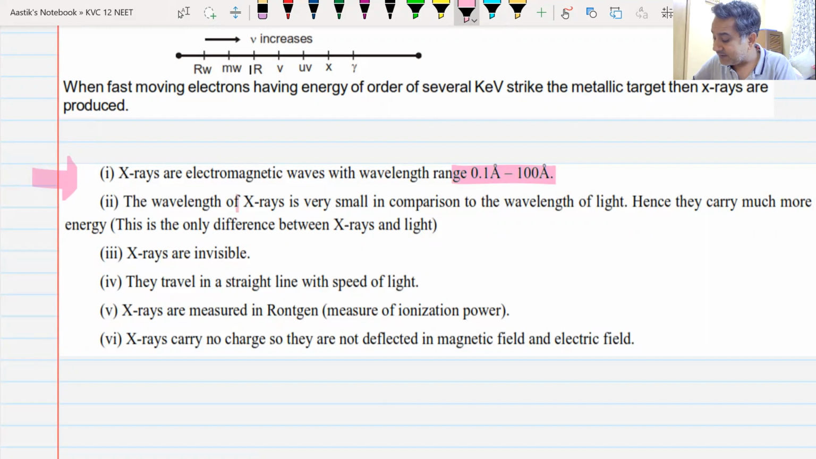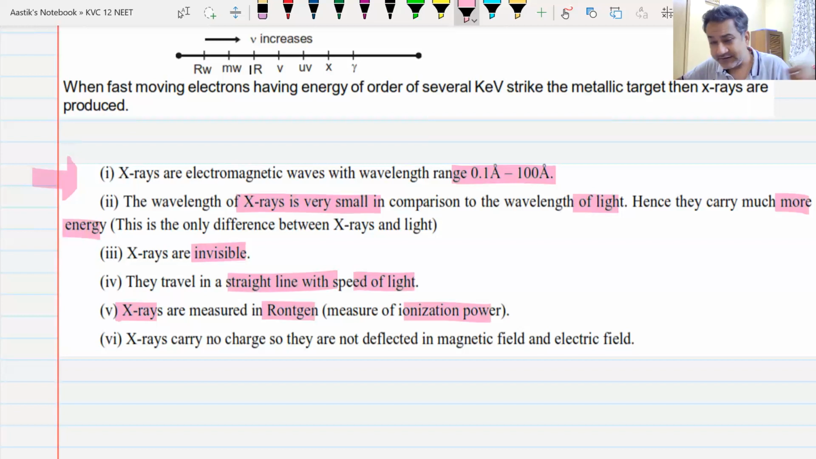The wavelength of X-rays is very small compared to the wavelength of light. Therefore, they can carry much more energy. X-rays are invisible. They travel in a straight line with the speed of light. The unit of measuring X-rays is the Roentgen. They measure its ionizing power. All these are information-based questions, beta, specifically for NEET.